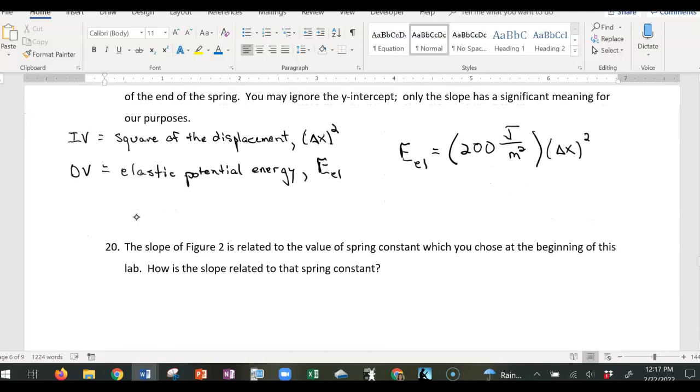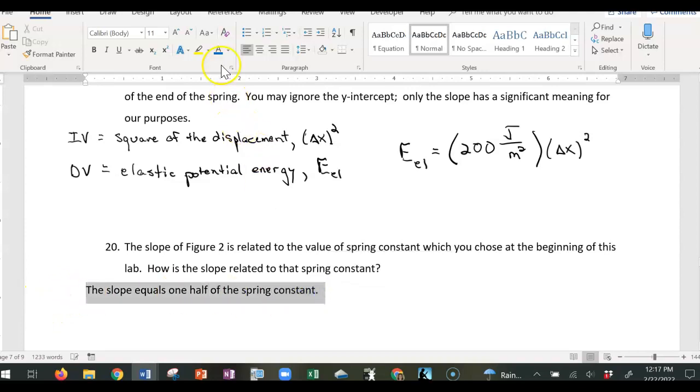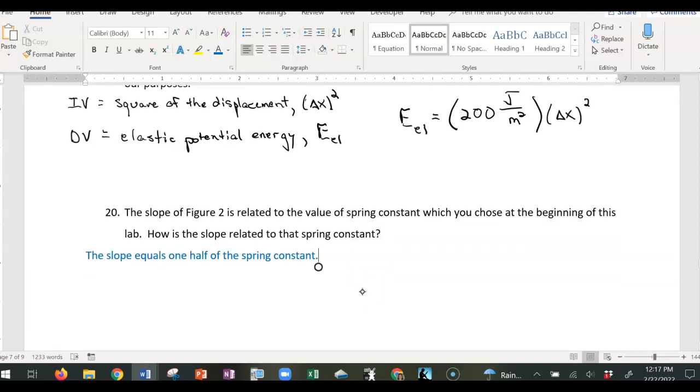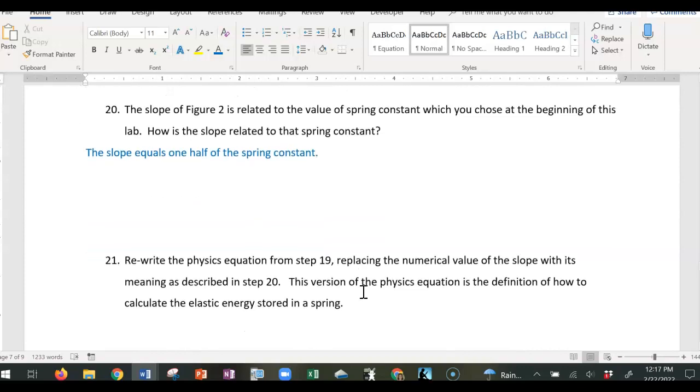So the slope in this figure is related to the value of spring constant that you chose at the beginning. How is it related? Well, for me, the slope equals 1/2 of the spring constant. That is the relationship I see. My slope here is 200, but my spring constant was 400. That was the thing that I chose at the beginning of the lab.